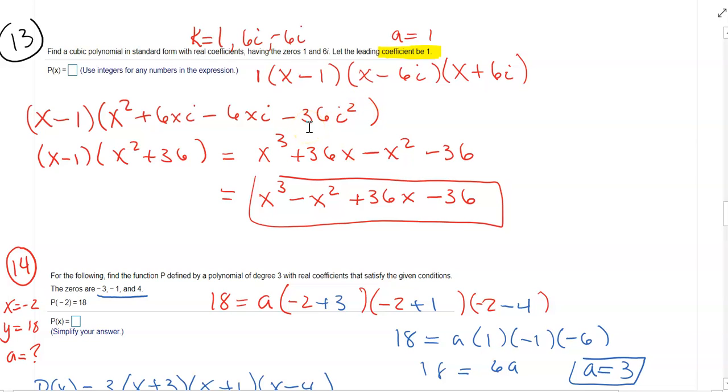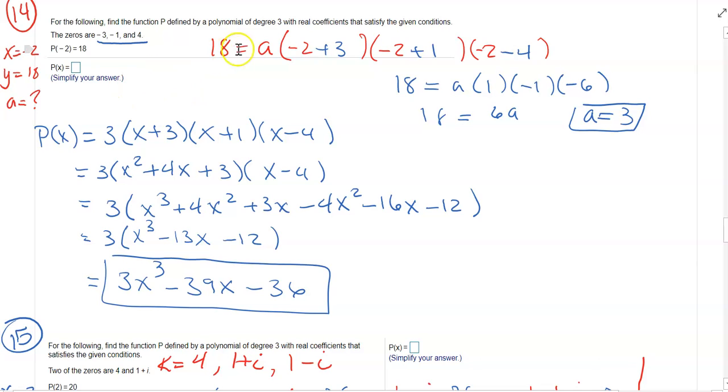And so we have to do some foiling. And so I use this one first. So we have x squared plus 6xi minus 6xi minus 36i squared. That reduces to x squared plus 36. And then I have to FOIL again to end up here.